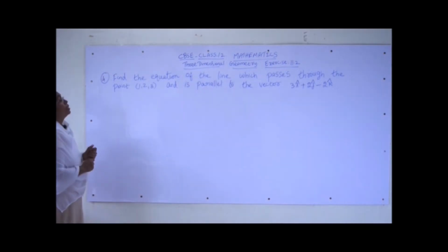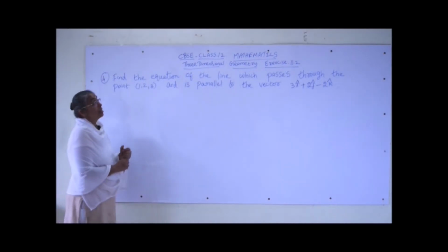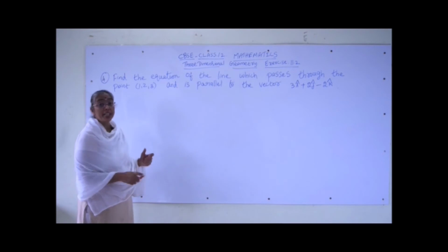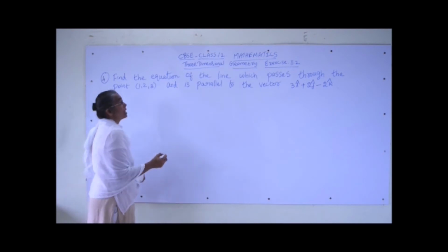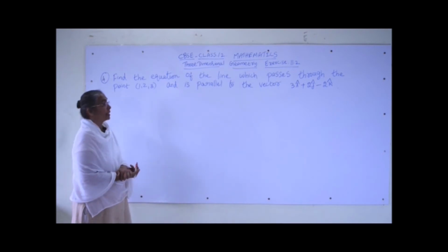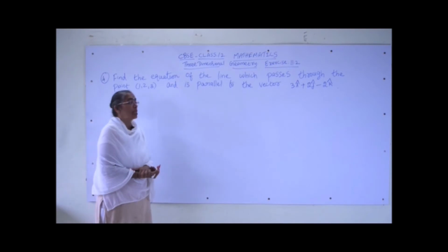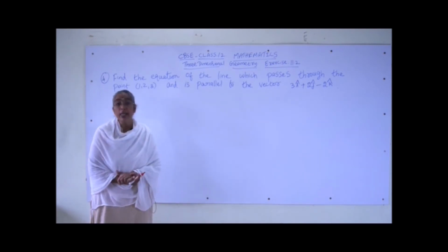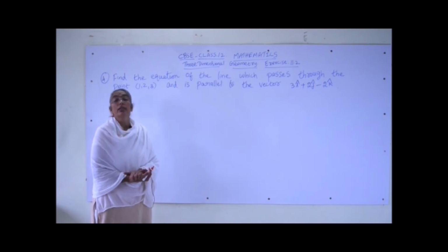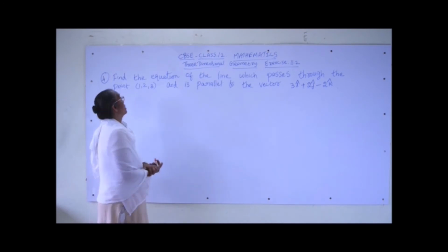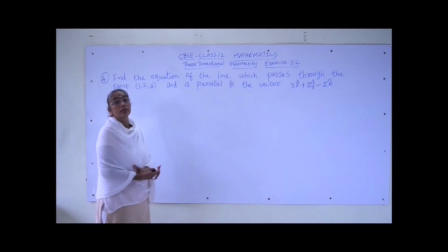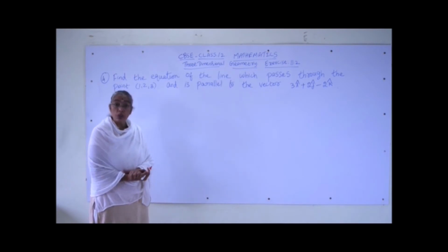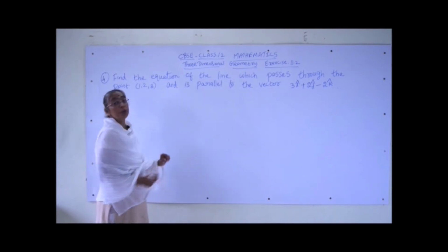Fourth problem, find the equation of the line which passes through the point 1, 2, 3 and is parallel to the vector 3i cap plus 2j cap minus 2k cap. Now, we have to find the equation of a straight line in 3-dimensional geometry. The condition given is that the particular line is passing through a point and parallel to the vector.